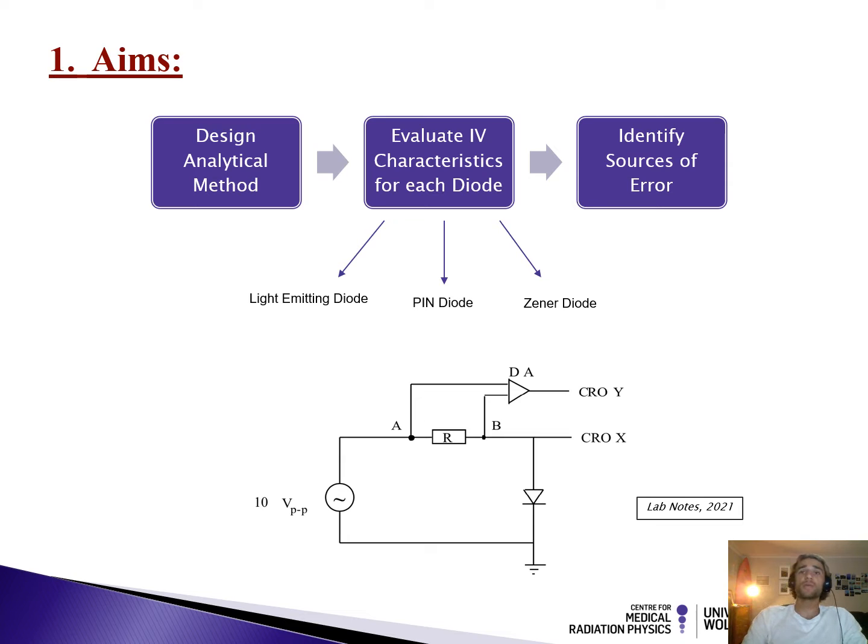The aim of Experiment 1 is to use various software including Microsoft Excel and MATLAB to come up with an analytic approach of expressing IV curves for light emitting diodes, a PIN diode and a Zener diode. This will allow the theoretical and physical threshold voltages of each diode to be compared, as well as provide insight to the way various diodes affect the flow of alternating current. Furthermore, sources of error can be identified at various voltages for each diode.